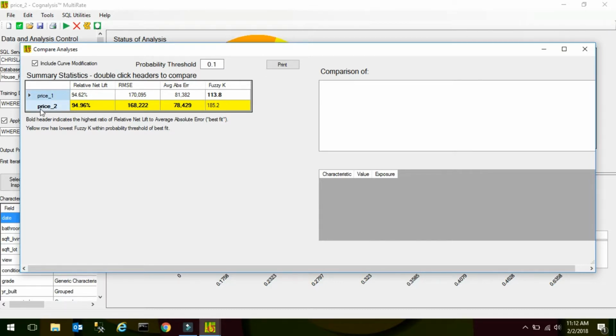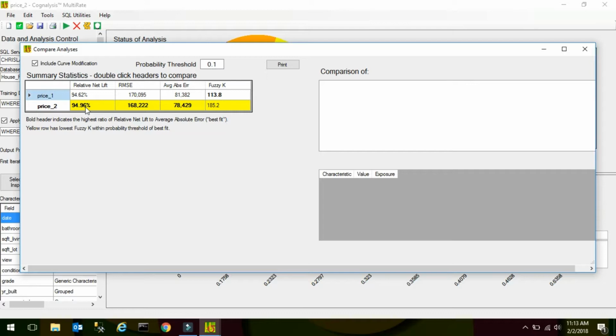Notice that Price 2 here is being bolded as well, and that's because it has the highest ratio of relative net lift to average absolute error. We want this to be high, we want this to be low, and so we use the ratio of one to the other to try to accomplish both of those things. Root mean squared error is really just being included here in case you're interested in it, but because it can tend to be subject to outliers, we're not using that to actually indicate which one MultiRate is considering to be the best fit.